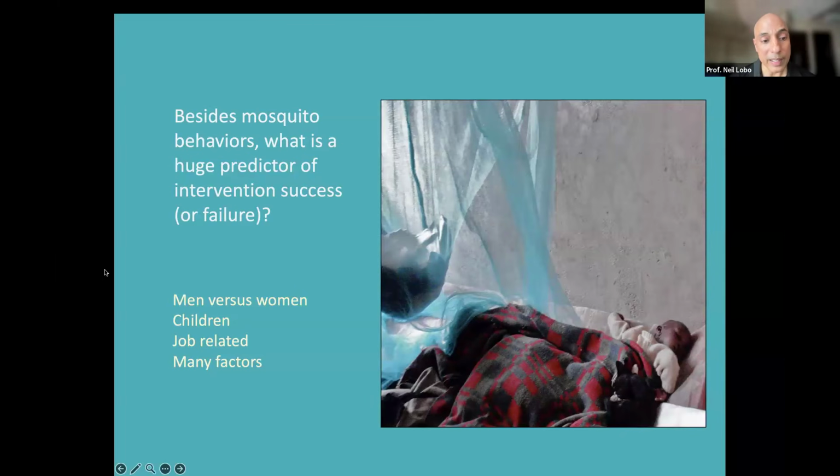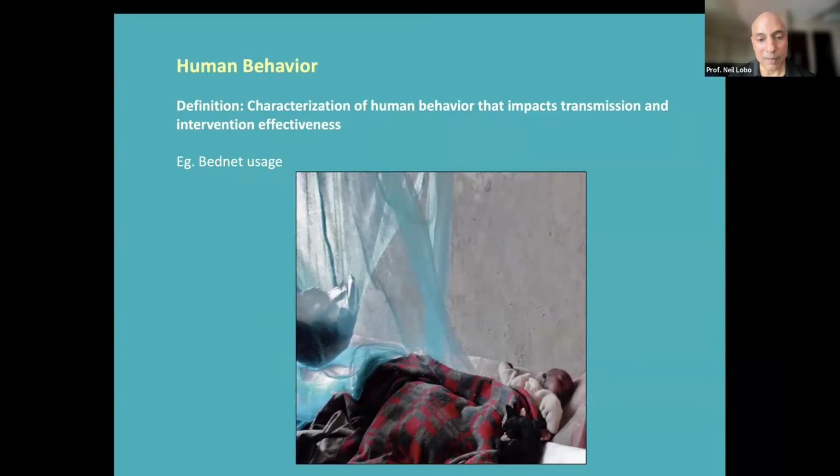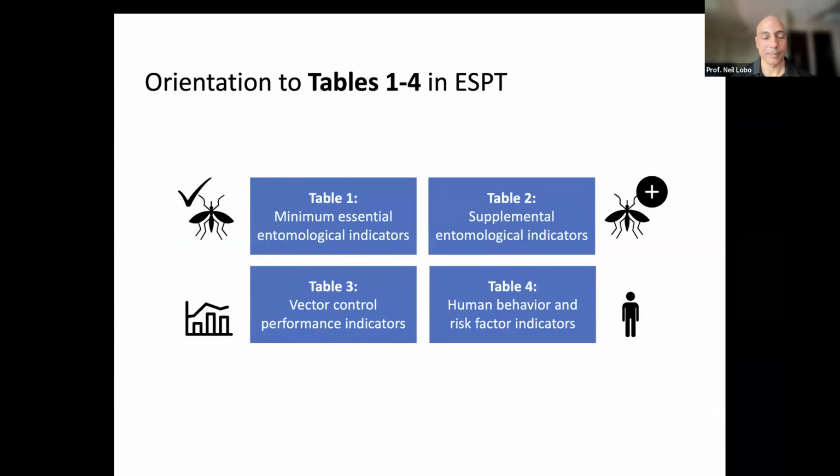And we can actually do all this. And I'm actually going to go over this in the next few slides. Human behavior is really important. How do we characterize human behavior that impacts transmission and intervention effectiveness? Now, in the ESPT, when you download it, there are a couple of tables that outline all these things.